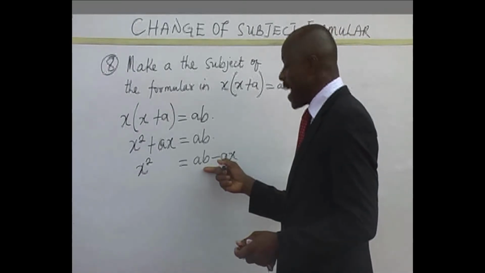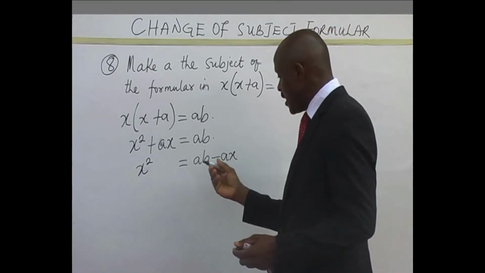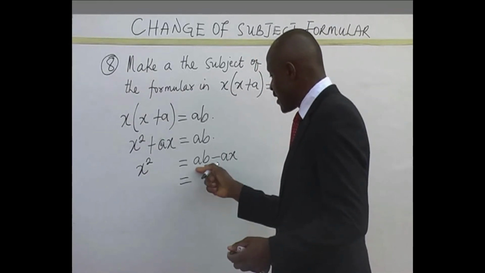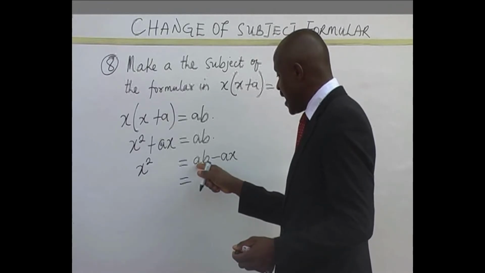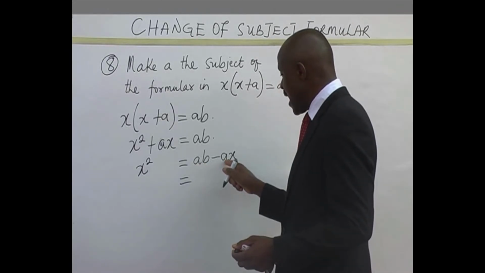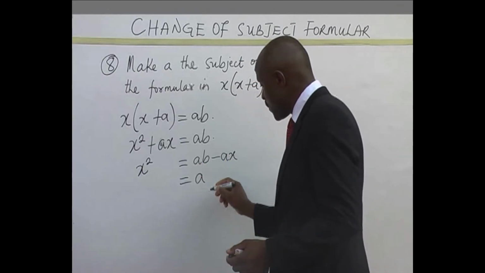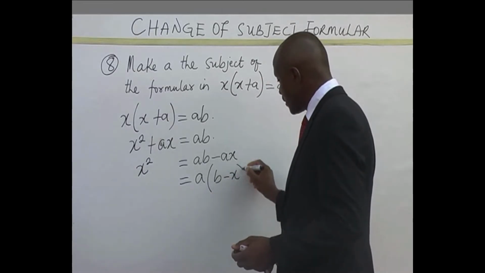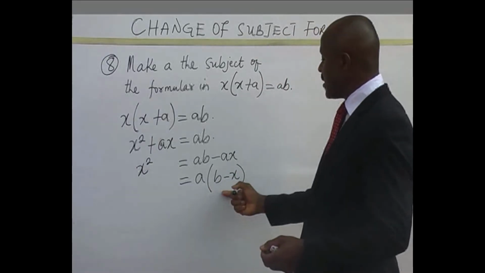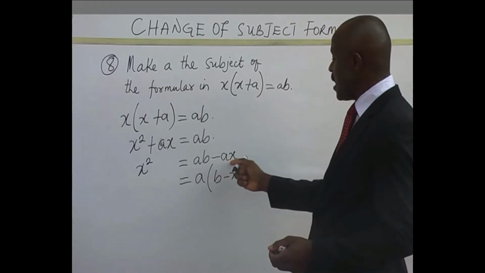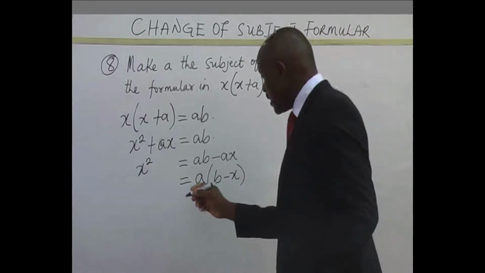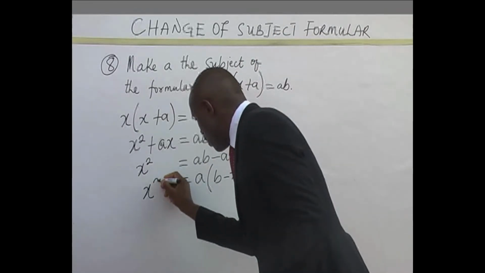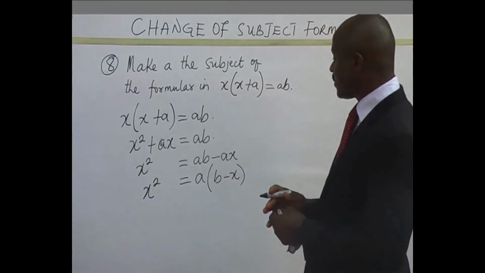Factorize ab minus ax. In doing that, bring out what they have in common. You can see that there's a in ab and there's a in ax. Bring out the a. Open a bracket. You now have b minus x. If you multiply this out, you get back ab minus ax. Remember that is equal to x squared.